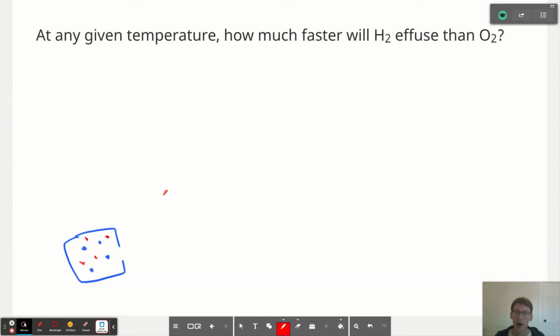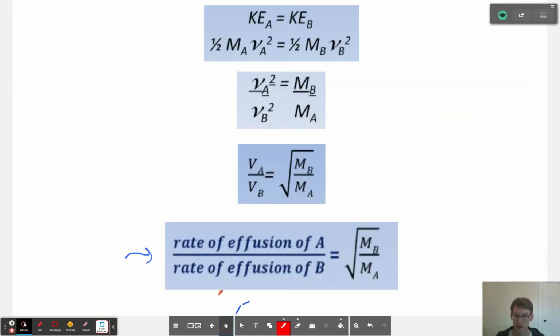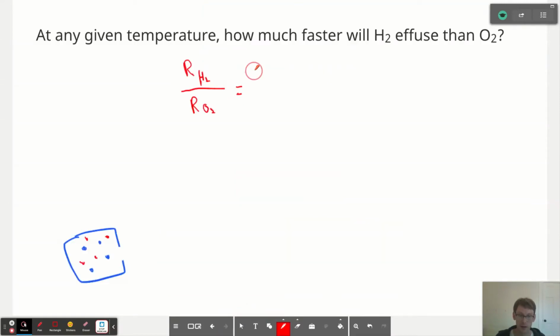So again, we're trying to figure out how much faster the hydrogens will leave than the oxygens. And for this, we have to say that the rate of effusion for, let's say, hydrogen over the rate of effusion for oxygen is equal to the square root of the molar mass of oxygen, so the mass of O2, divided by the square root of the molar mass of H2. Now, oxygen, as O, is 16.00 grams per mole, so O2 would be 32.00 grams per mole.